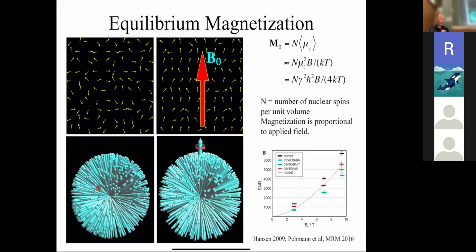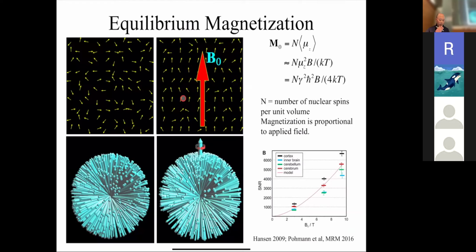If I have random orientation of all these vectors, it's going to be 0. They're all going to sum to 0, so I'm going to have 0 net magnetization. But if I put them in a B0 field, now there's a slight exponent, that Boltzmann distribution. So if I now sum them up, I'm going to get a net magnetization. So that's basically the bottom line.